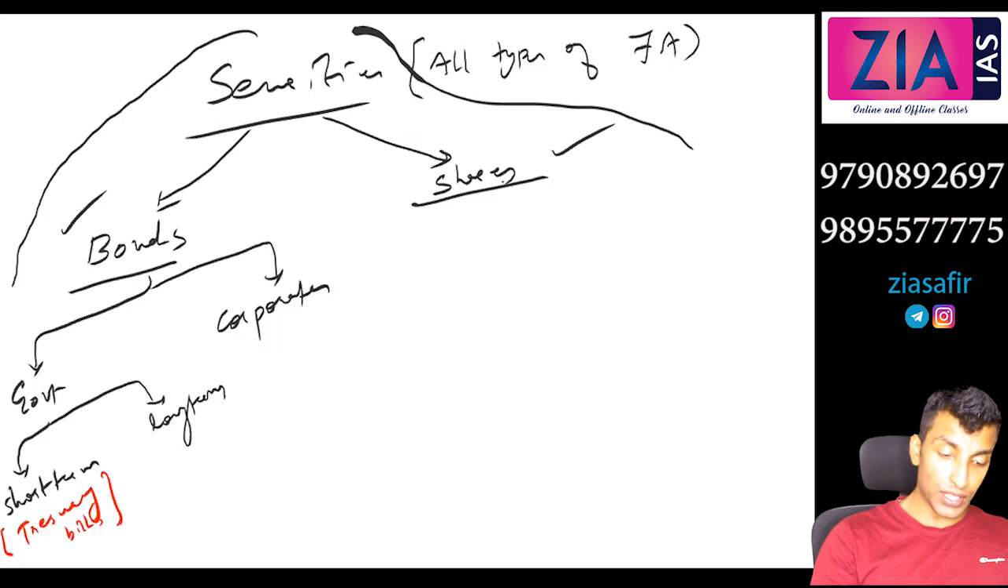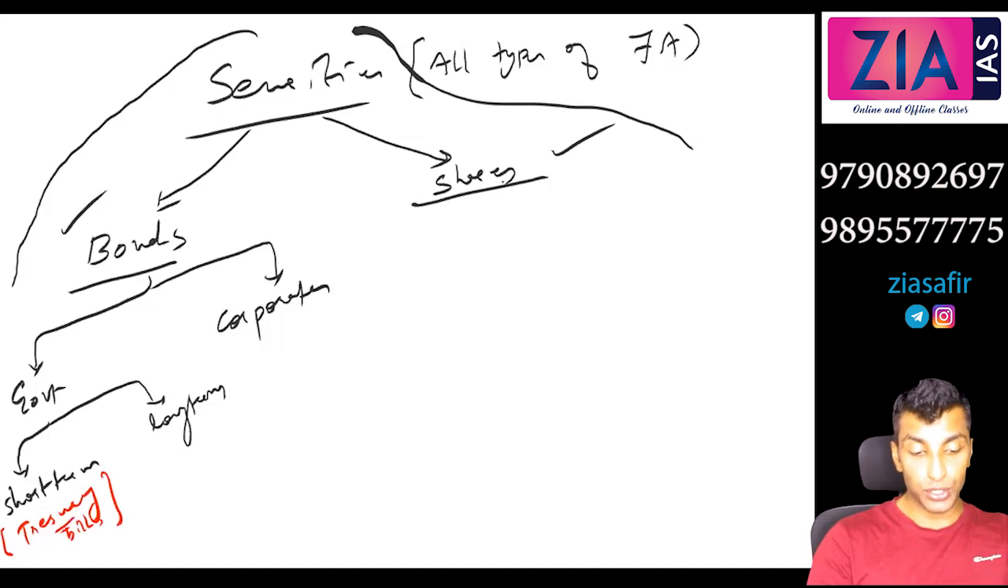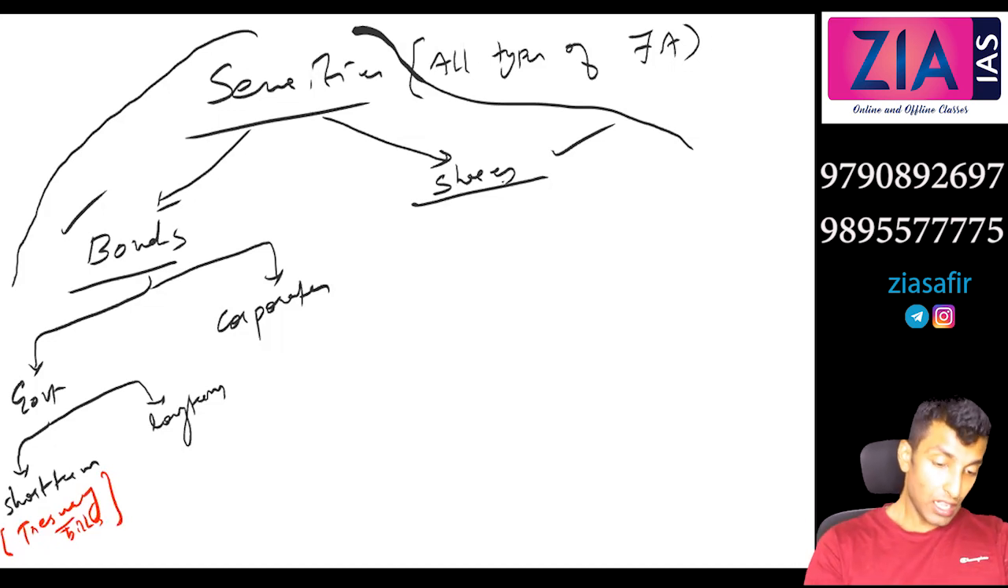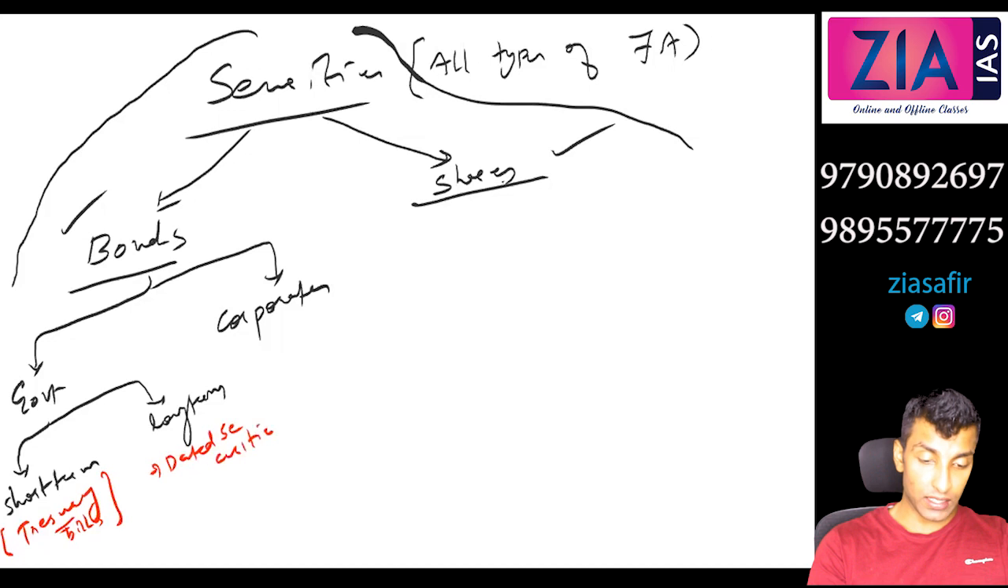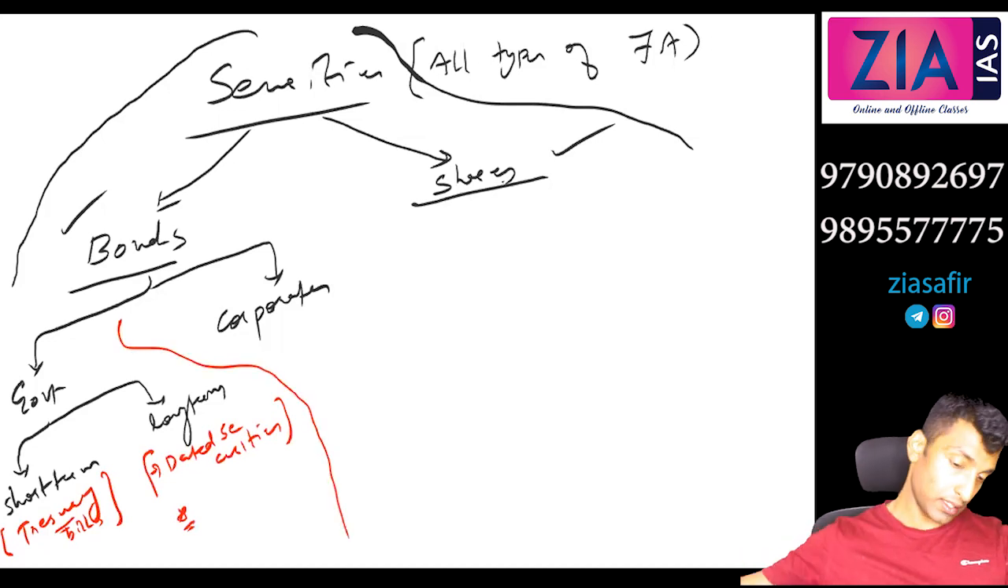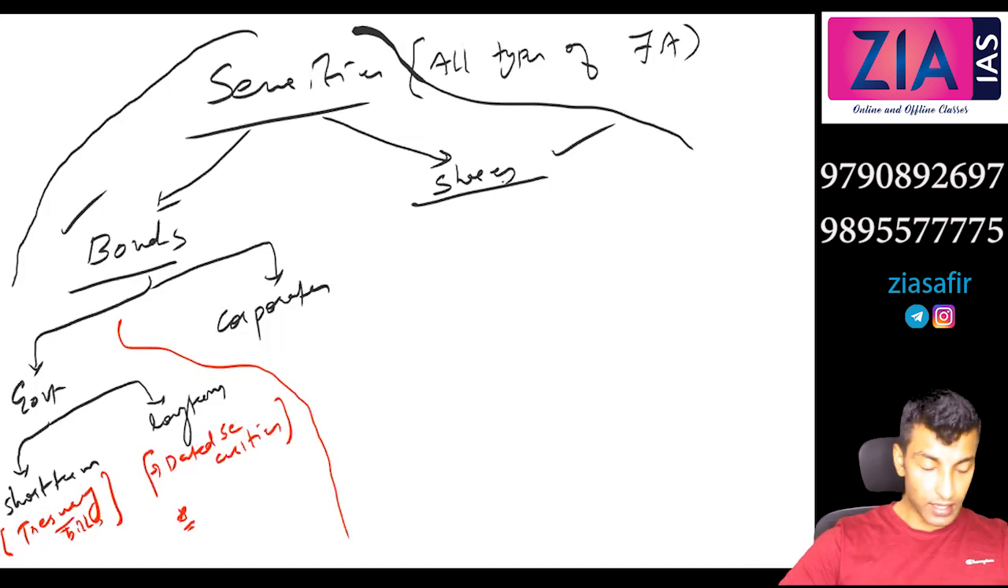So why it is known as treasury bills? Because you actually have a claim over the treasury of the government. So short term government bonds, treasury bills. Long term, dated securities. When we discuss about the concept of operation twist, which is part of current affairs, I will discuss about dated securities later. What was RBI doing with dated securities in operation twist? We'll discuss that later.